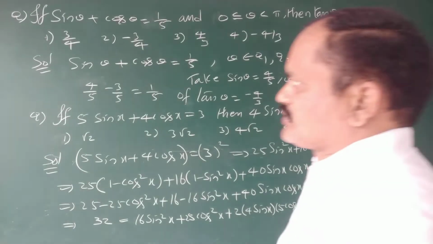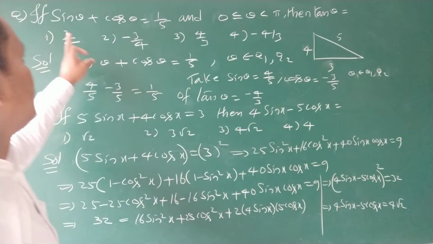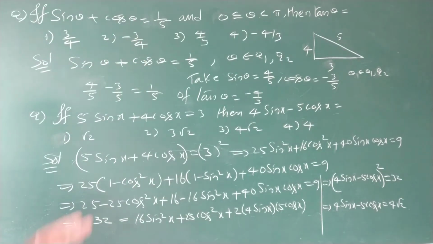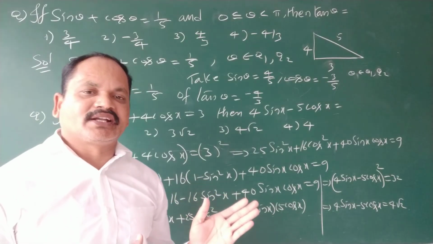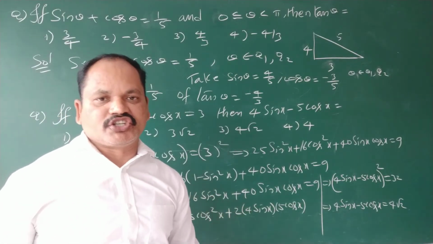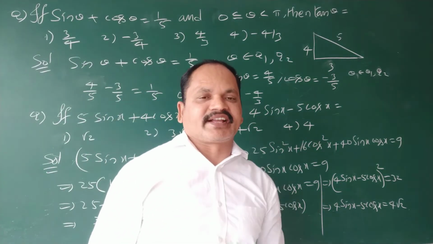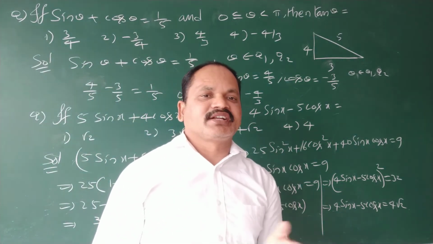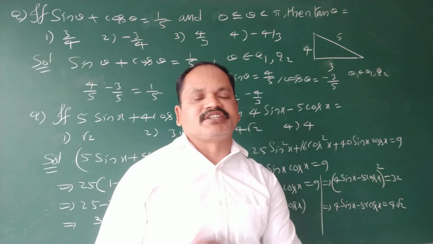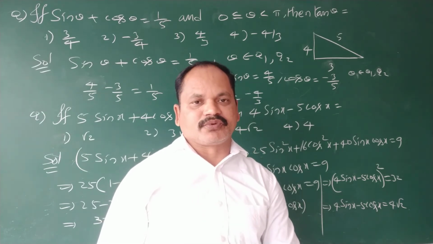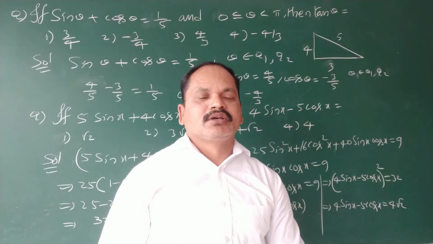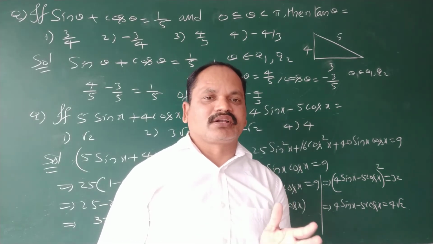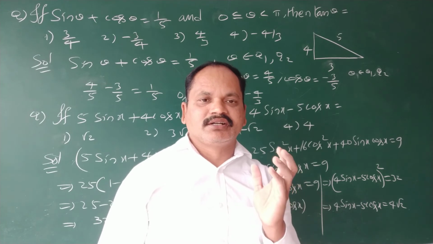Now we are going to some questions. If sine theta plus cos theta is equal to 1 by 5 and 0 is less than or equal to theta less than pi, then tan theta is equal to. Actually, theta lies within the interval 0 to pi. 0 to pi is the region of the first and second quadrants. That's why in the first and second quadrants sine theta is positive. There is no chance of sine theta being negative; it is always positive. In the second quadrant there is a chance for cos theta and tan theta to be negative.